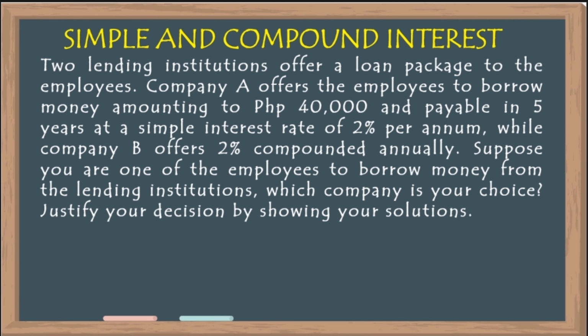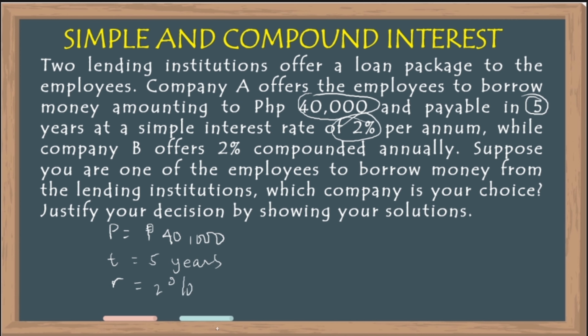Okay, so first step, alamin muna natin yung important data dito sa problem. Yung principal amount is this one. Okay, that's 40,000 pesos. Next, 5 years. Okay, that is the time or term. So, no need to convert kasi naka-year na siya. Then, yung rate natin ay 2%.